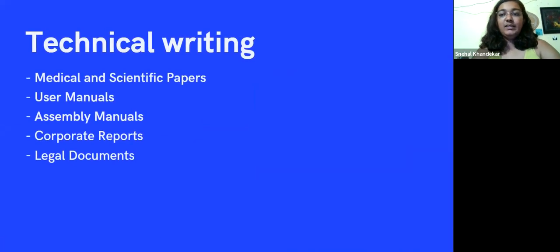Firstly, technical writing. Technical writing and tech blogs are two very different things. Technical writing includes your medical and scientific papers, and user manuals of products, not just tech products. A user manual for a ceiling fan would also be technical writing.